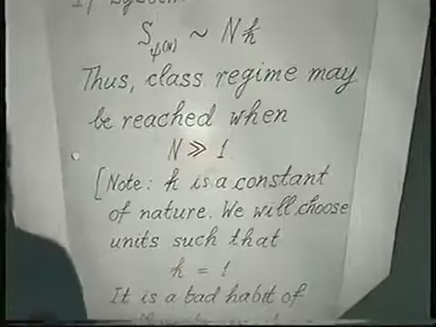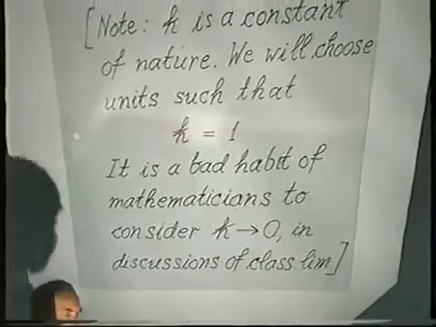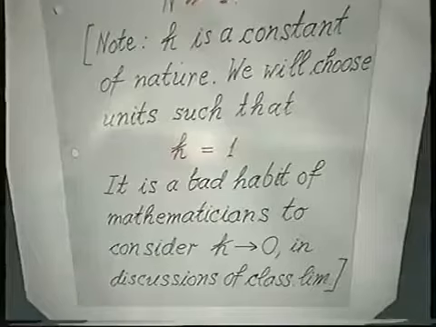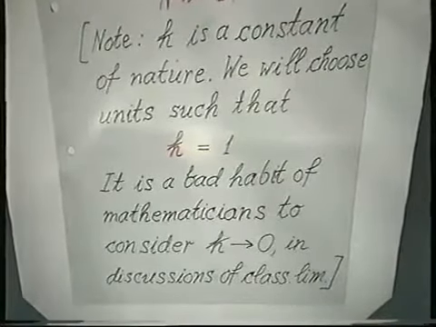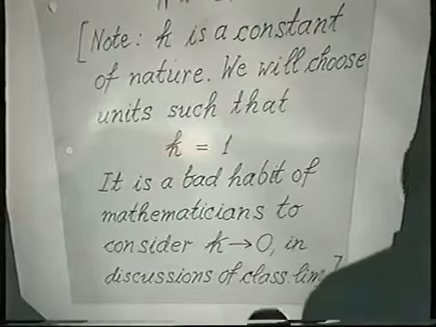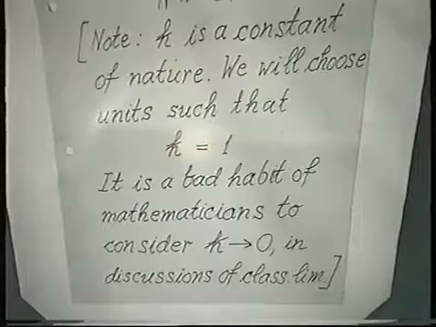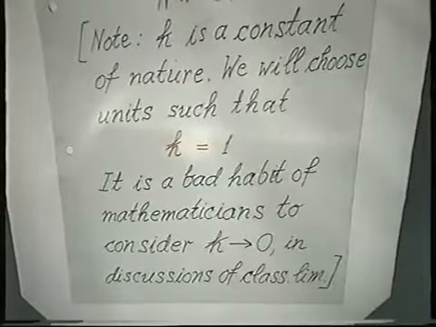A comment on the role of h bar. H bar is 1. I can always choose my units such that h bar has the value 1. It is a bad habit of mathematicians, and which has also corrupted some of the physicists, that they vary h bar and let it tend to 0. This is really not the right idea about the classical limit.